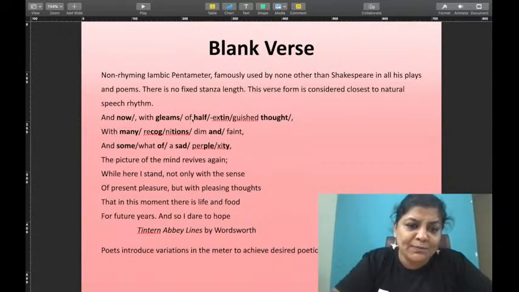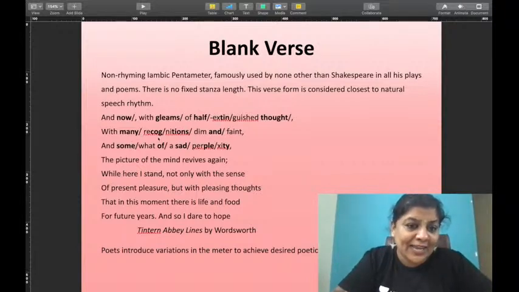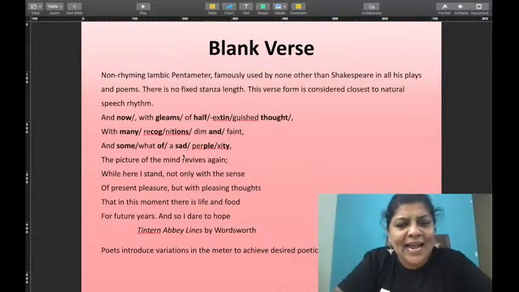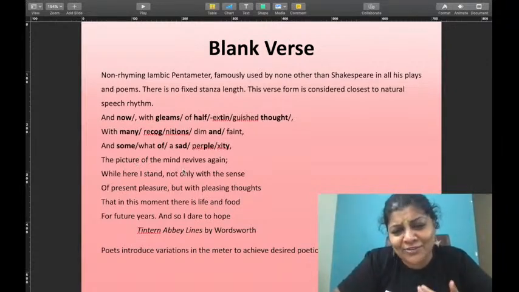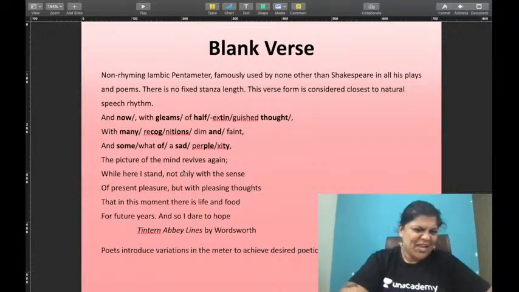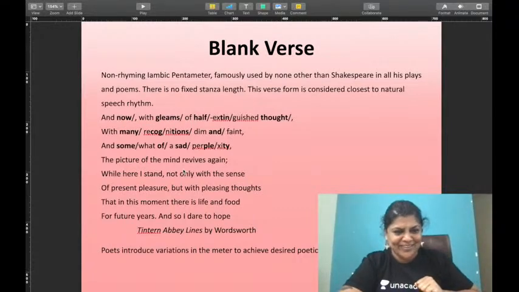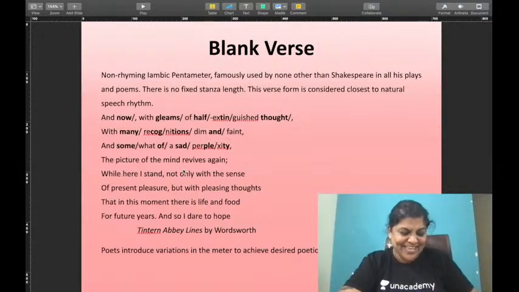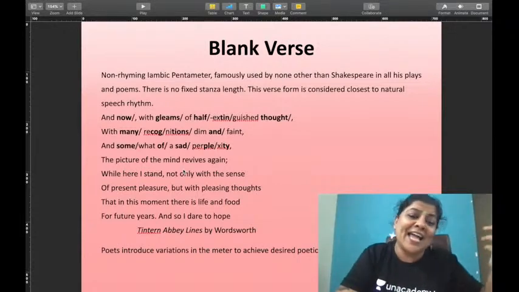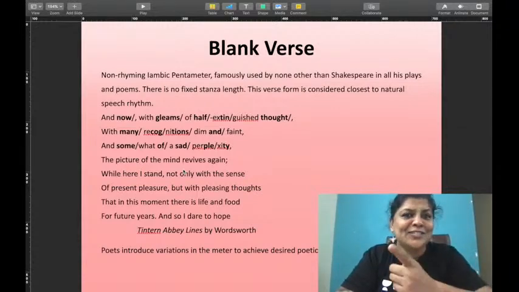And now with gleams of half extinguished thought, with many recognitions dim and faint, and somewhat of a sad perplexity, the picture of the mind revives again. While here I stand not only with the sense of present pleasure, but with pleasing thoughts that in this moment there is life and food for future years, and so I dare to hope.